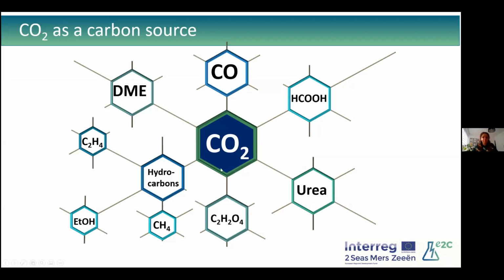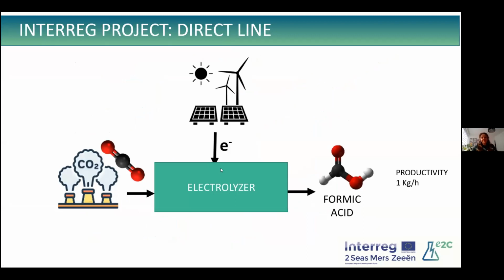So today I will focus on the direct route. In this direct route, the CO2 is used as the reactant in the electrolyzer, where it's directly converted to formic acid by the addition of electrical energy, ideally from renewable sources. In the E2C Interreg project, the target is to scale up this technology from TRL 3 to TRL 6 and demonstrate the feasibility of producing 1 kilogram an hour of formic acid via electrochemical conversions.